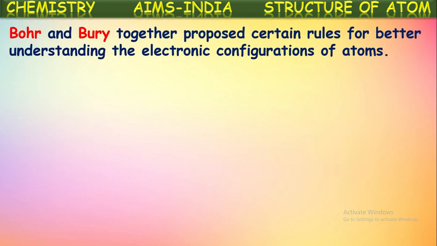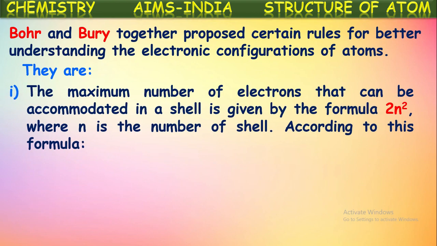Bohr and Bury together proposed certain rules for better understanding the electronic configurations of atoms. By following these rules, we can understand the electron configuration of any kind of atom. The first rule: the maximum number of electrons that can be accommodated in a shell is given by the formula 2n², where n is the number of the shell.